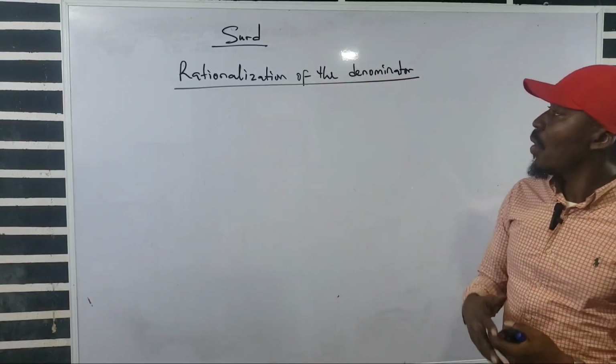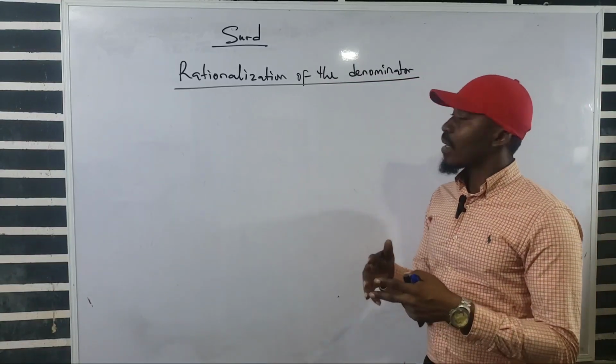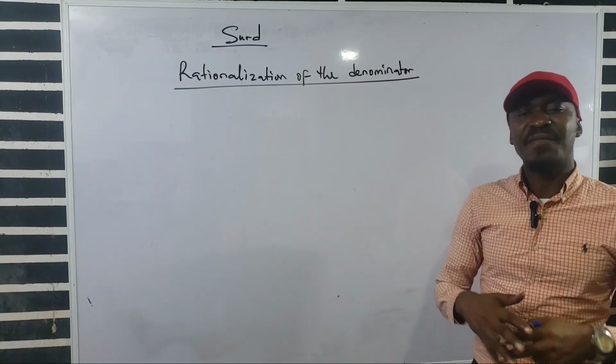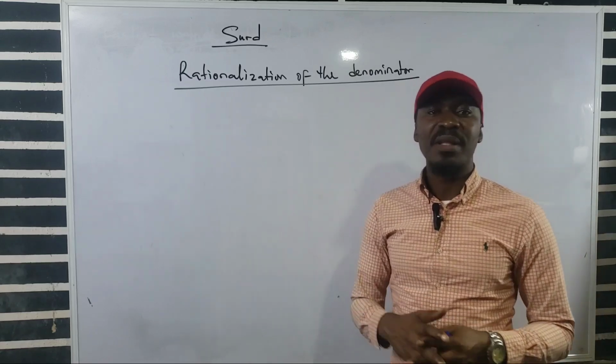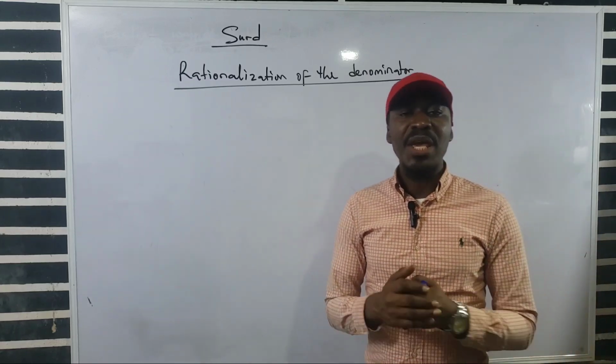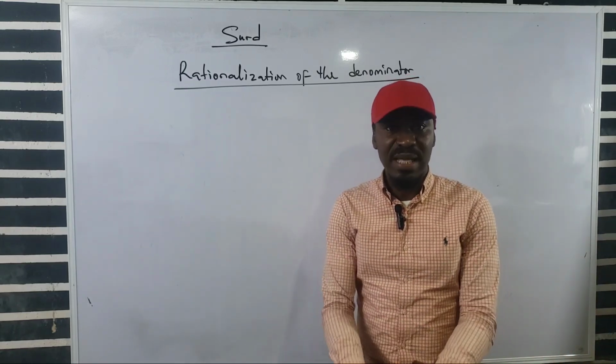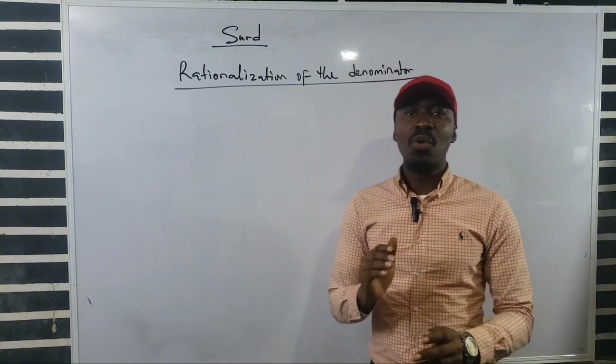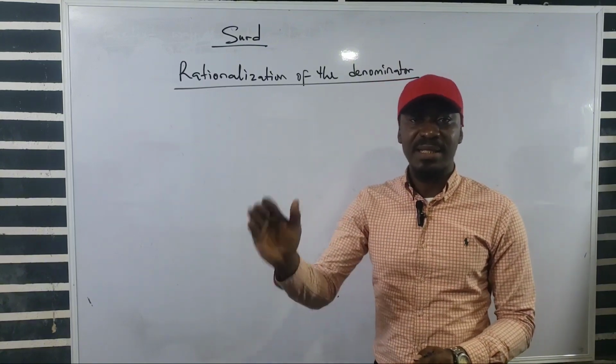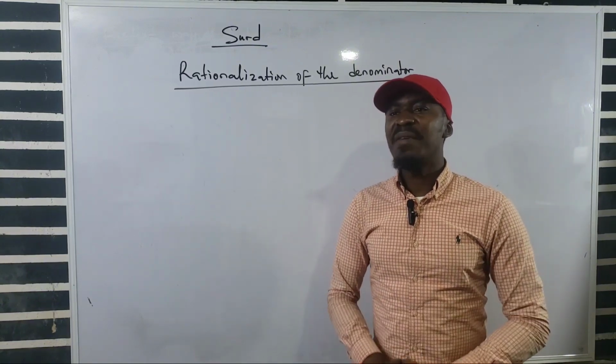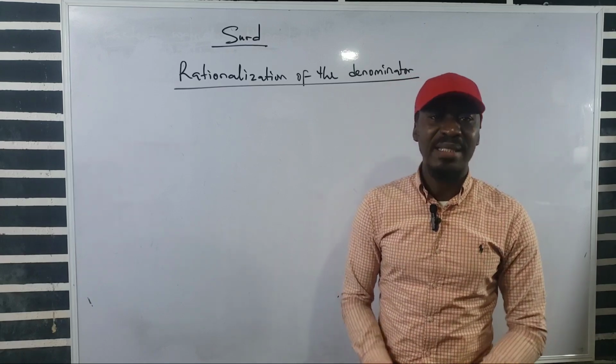So when we say rationalize the denominator of a fraction, whenever you are given a surd to simplify, if that surd has a denominator, of course, that means it's a fraction, you have to rationalize the denominator. We don't leave our answer with a surd at the denominator.